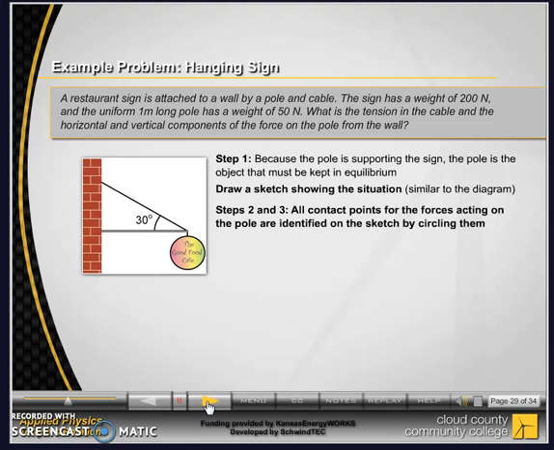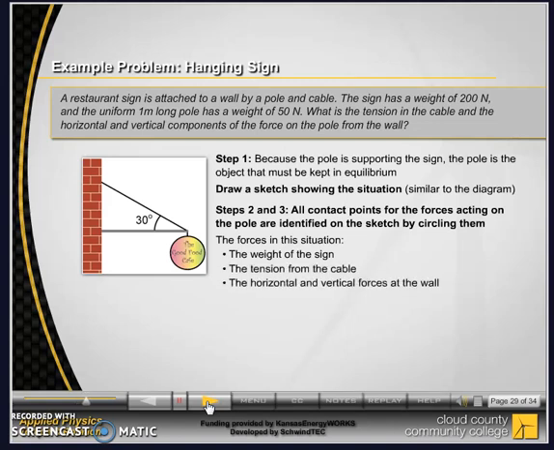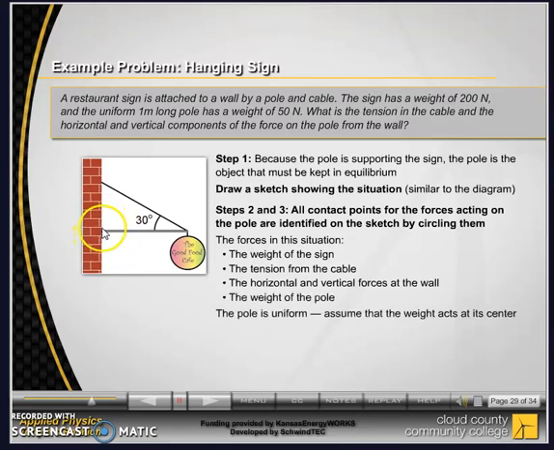Steps 2 and 3. All contact points for the forces acting on the pole are identified on the sketch by circling them. The forces in this situation would be the weight of the sign, the tension from the cable, the horizontal and vertical forces at the wall, and the weight of the pole. Because the pole is uniform, we can assume that the weight acts at its center.